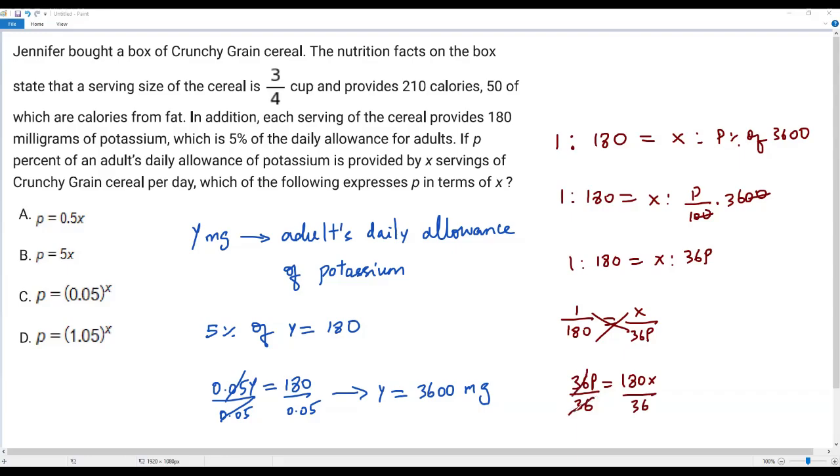Now we have to divide both sides of this equation by 36 to solve for P. So here 36 will cancel out. 36 goes into 36 one time, and 36 goes into 180 five times. So I am getting P equals 5X. I have solved for P in terms of X, that is, P equals 5X. We find this exactly in answer choice B. The correct answer choice for this question is B.